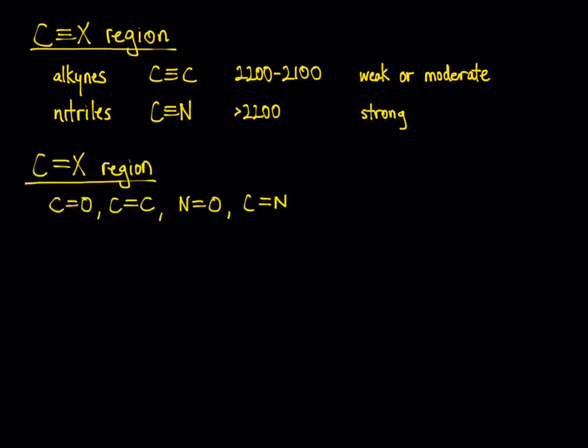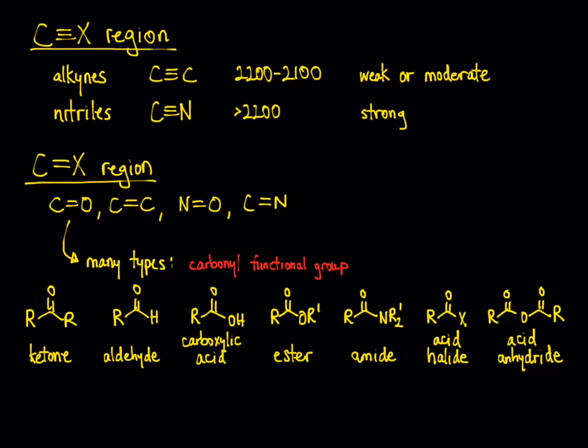The double bond region is complex and many types of double bonds exist, such as carbon-oxygen, carbon-carbon, nitrogen-oxygen, and carbon-nitrogen. What is most informative is the C double bond O, also known as the carbonyl functional group. The carbonyl is common to many types of functional groups, and their vibrational frequencies come at specific regions of the spectrum, as shown below.